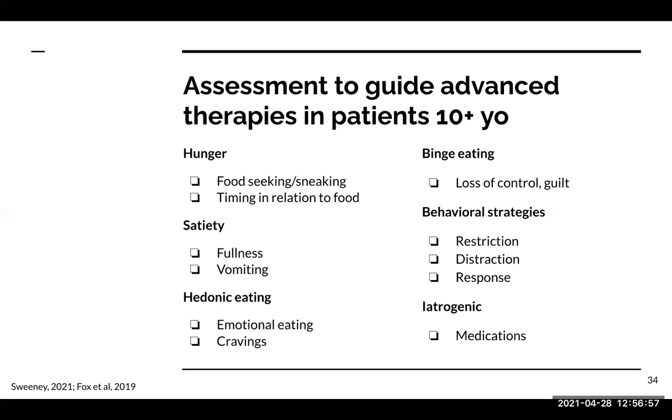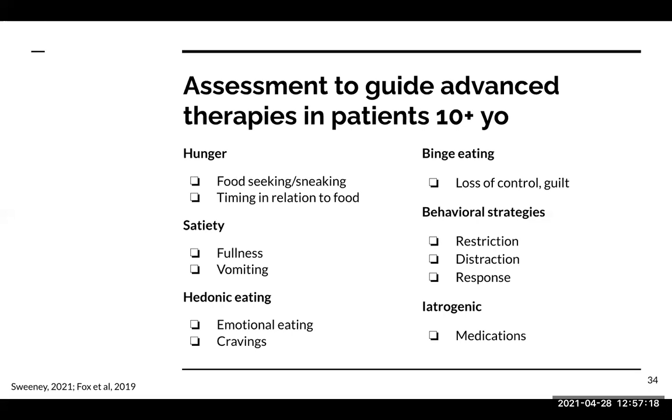Assessing satiety. Are they eating past the point of fullness? Are they vomiting? So maybe there's just not some signal that says, hey, you're full, and they need help with that. Or are they having more hedonic eating? Are they eating because they're emotional or coping with negative emotions? Or are they having cravings at a particular time of day or night?